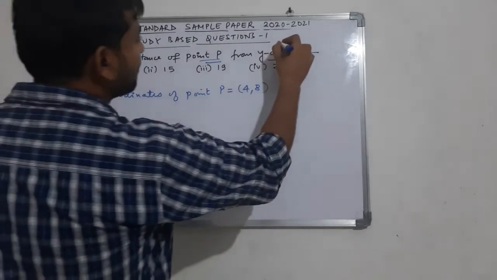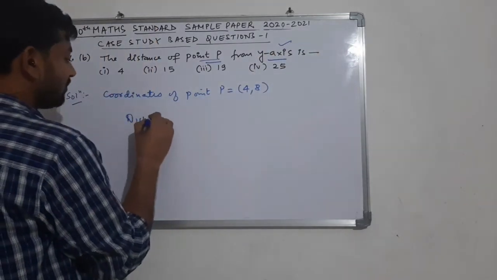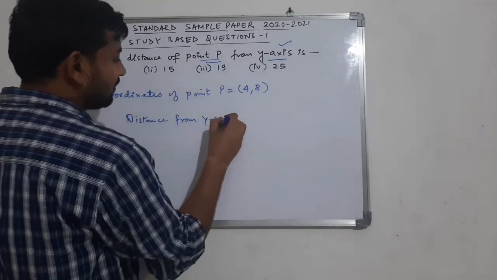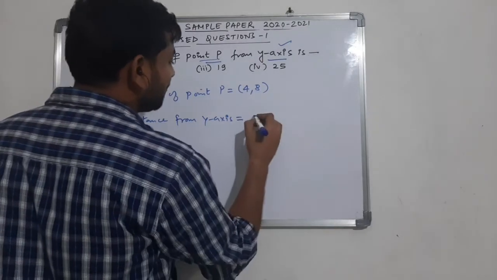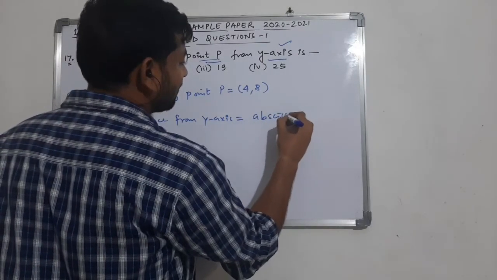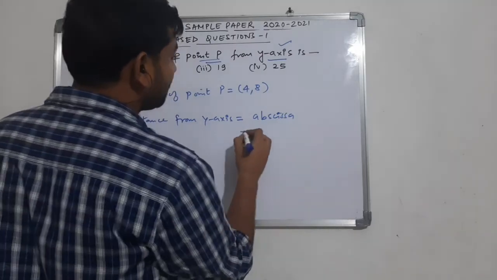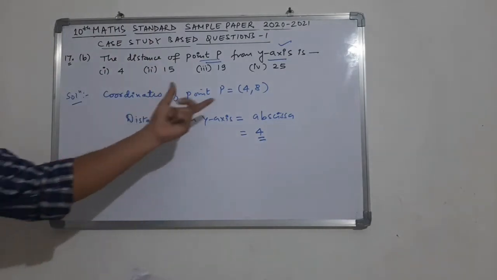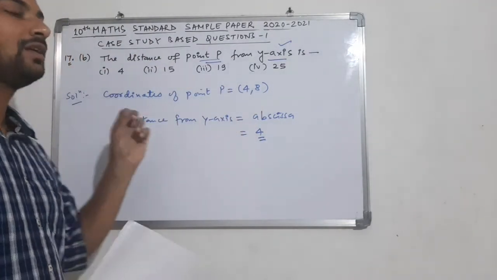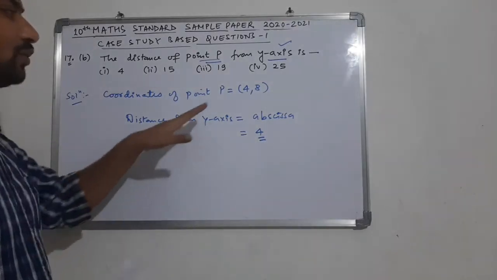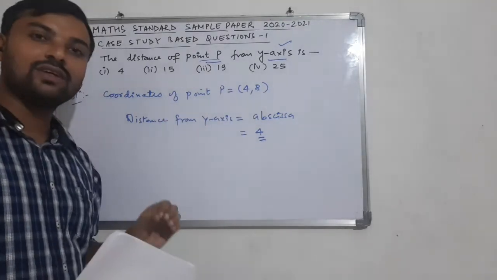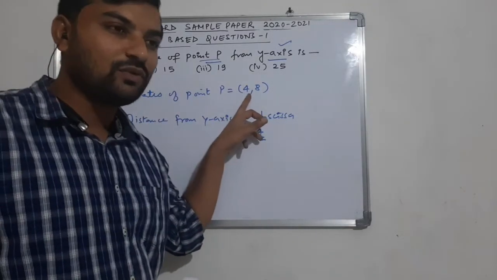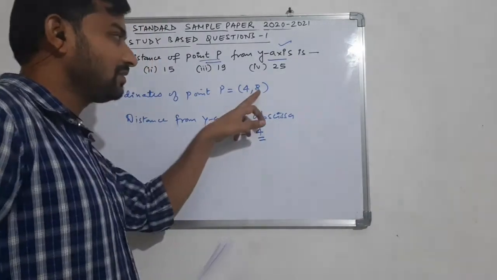So here we want to calculate the distance from y-axis. So the distance from y-axis is nothing but the abscissa of this point. So abscissa is 4. So this is a very simple question. If you are able to find out the coordinates of point P by using the given graph, you will find out the distance from y-axis is 4 and the distance from x-axis is 8.